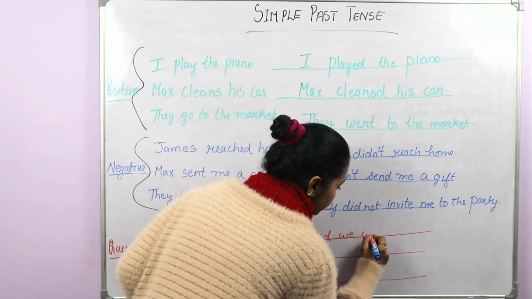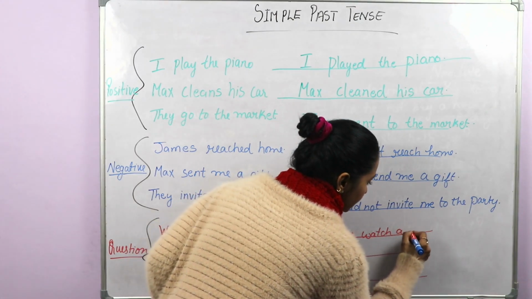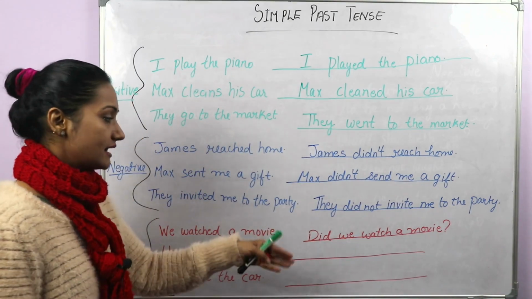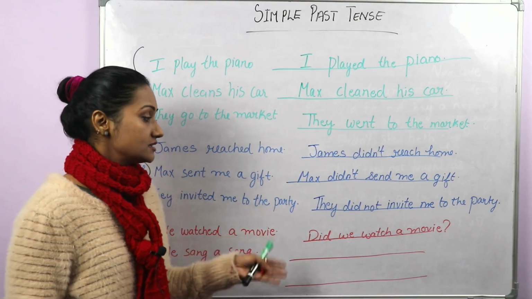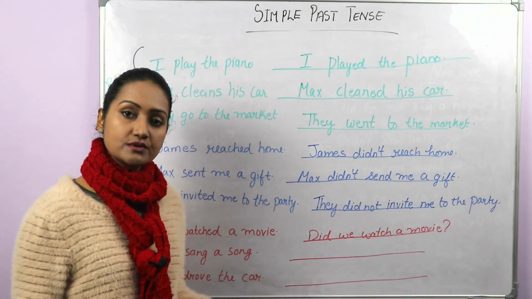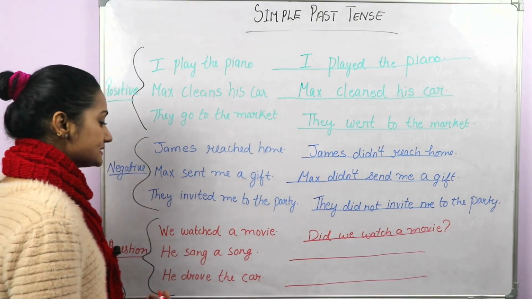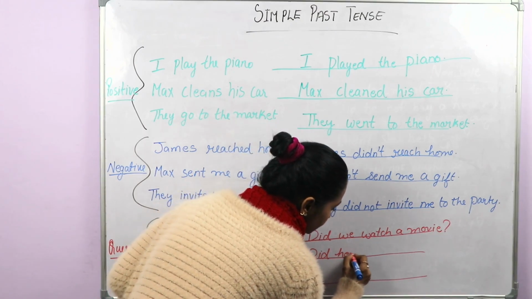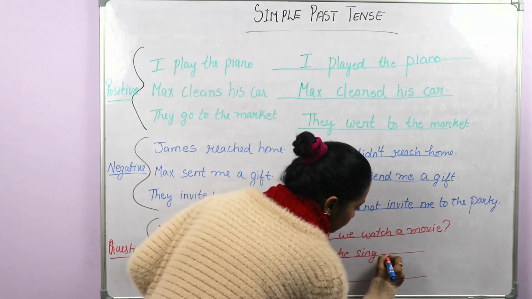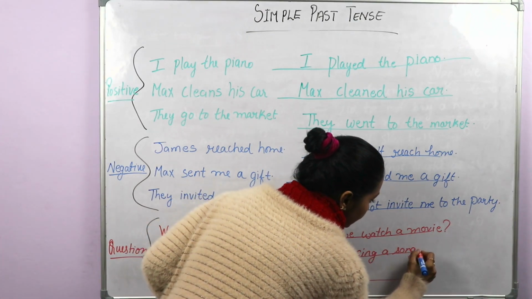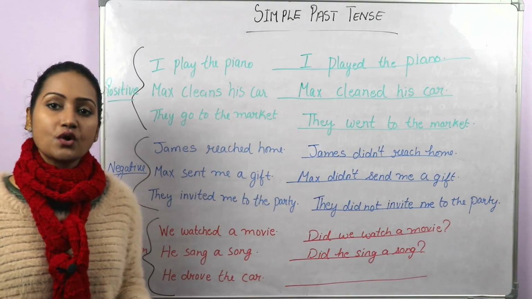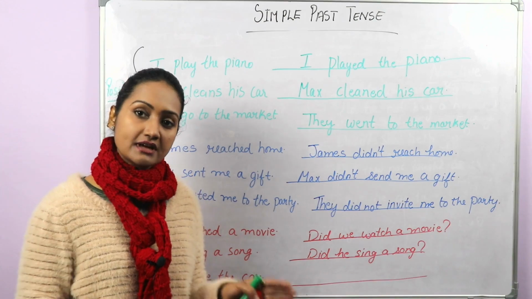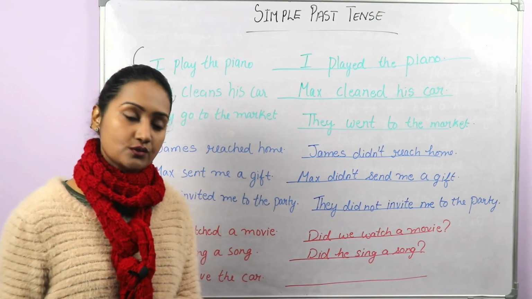Did we watch a movie? Did we watch a movie? Or if we have to make a negative question, then did we not watch a movie or didn't we watch a movie? Now next is he sang a song. Did he sing a song? Okay, if you write did he sang a song, that is a wrong question. Okay, did he sing a song? That is the correct way, first form of the main verb.